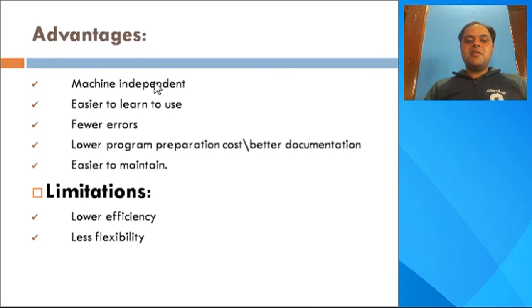So what are its advantages? It is machine independent, easy to learn and use, has fewer errors, lower program preparation cost, better documentation, and is easy to maintain. Machine independent means you can prepare a program on one computer and run it on many computers. It is easier to learn and use because it is closer to human beings. The chances of error are less. The program preparation cost is less, documentation is better, and it is very easy to maintain.